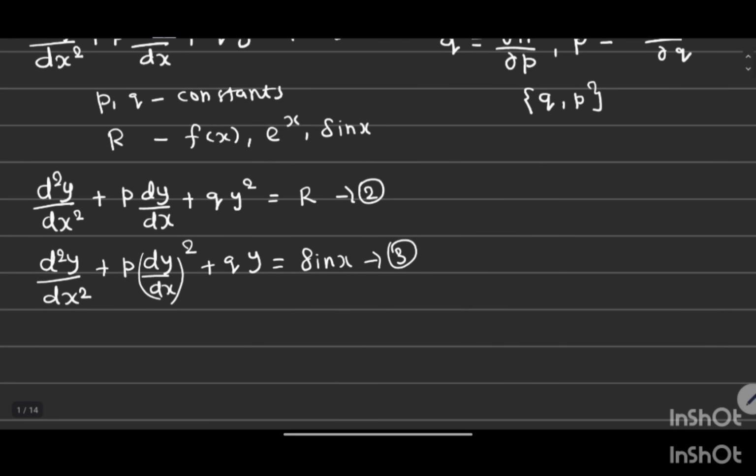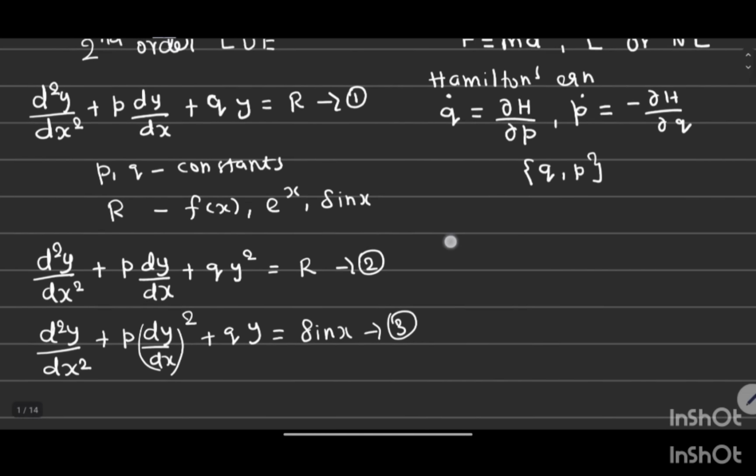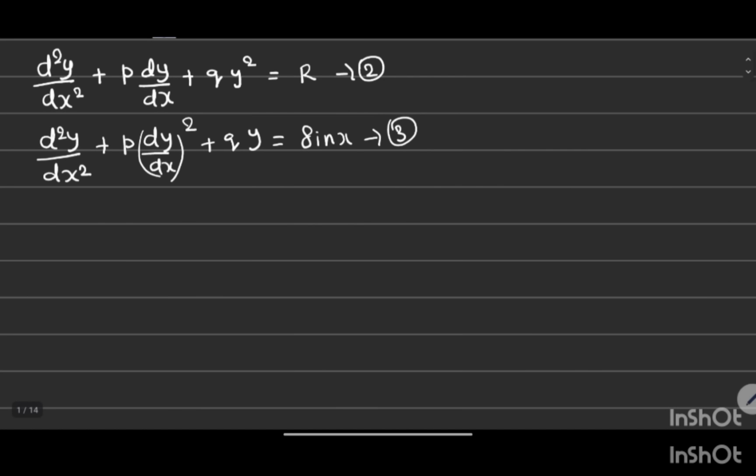You can see these two are nonlinear differential equations. Either the power of the dependent variable, here y squared, or its derivative's power, if it is more than 1, then this equation is called a nonlinear differential equation. So the system dynamics will be very chaotic and it will have a sensitive dependence on initial conditions. Whereas a linear differential equation has some special property.